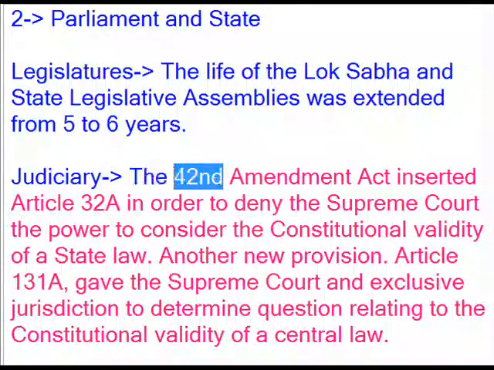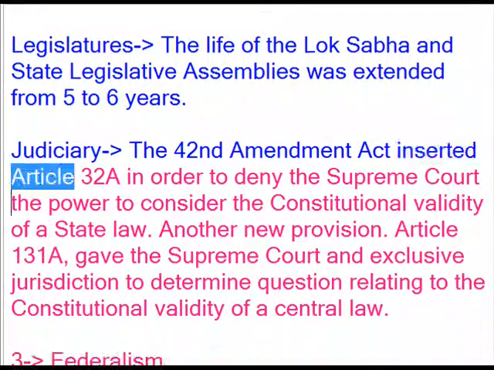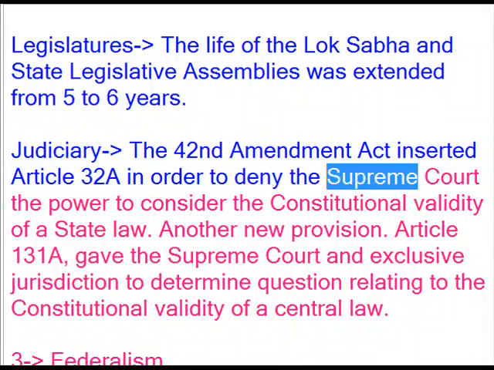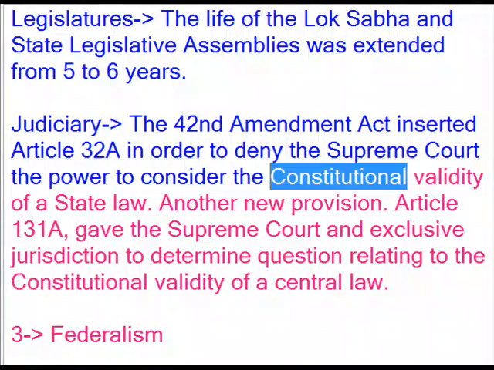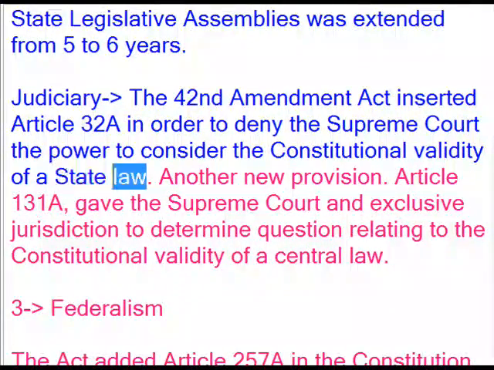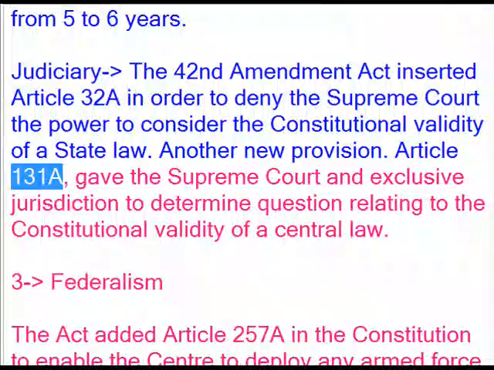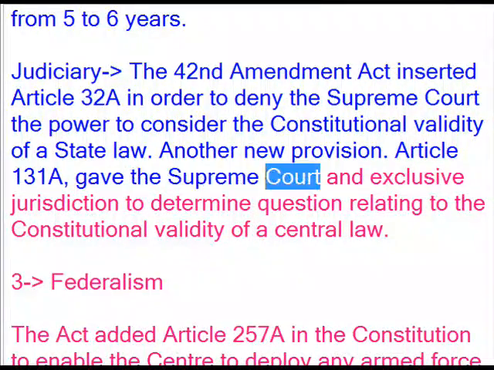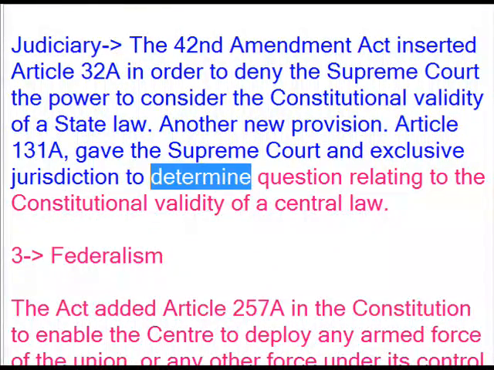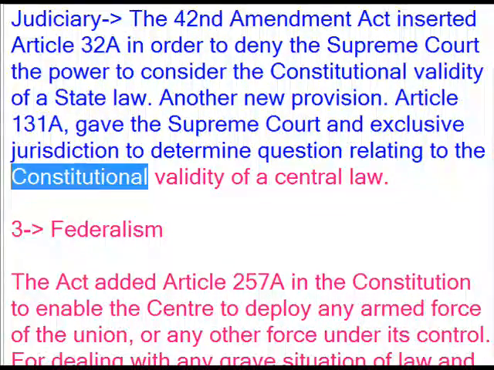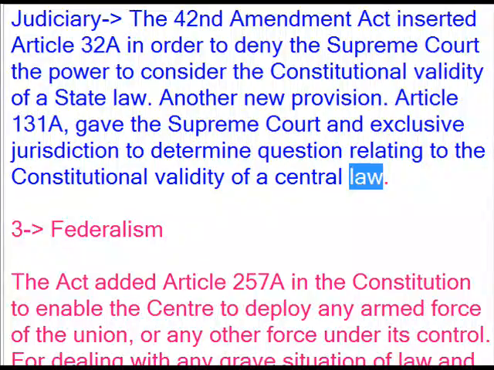Judiciary. The 42nd Amendment Act inserted Article 32(8) in order to deny the Supreme Court the power to consider the constitutional validity of a state law. Another new provision, Article 131(8), gave the Supreme Court an exclusive jurisdiction to determine questions relating to the constitutional validity of a central law.